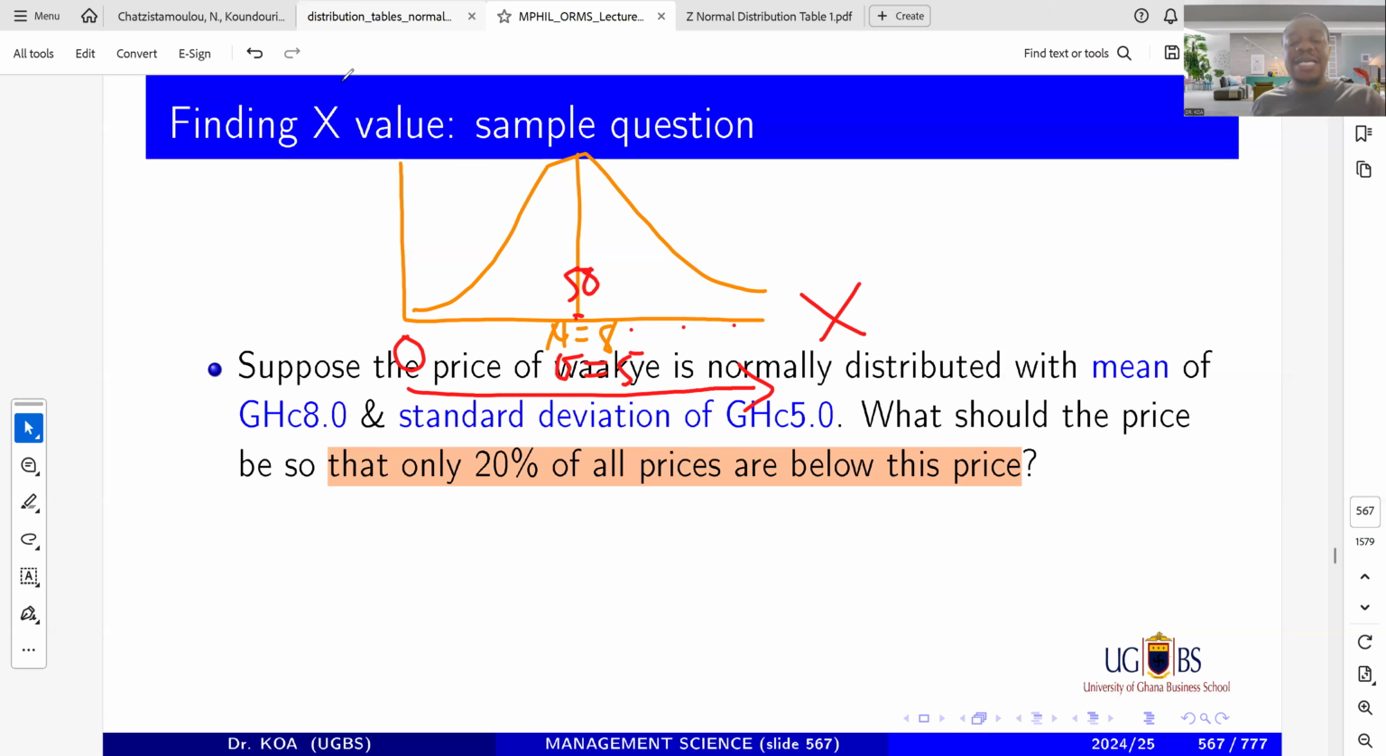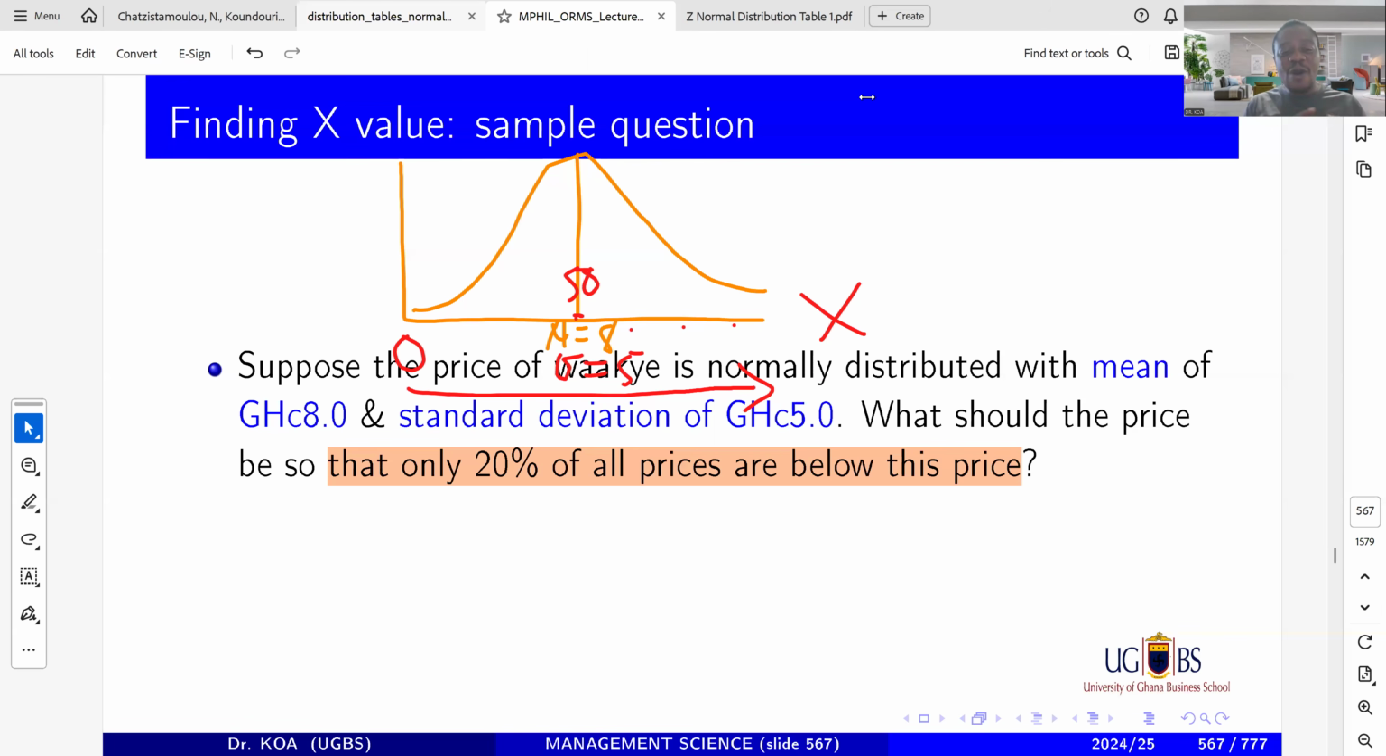Now, if I am talking about 70%, will it be to the right of the 50% or to the left? Pay attention. If you are not following me, you'll be lost. It is to the right. Now, 10%, will it be to the right or to the left of the 50? It will be to the left.